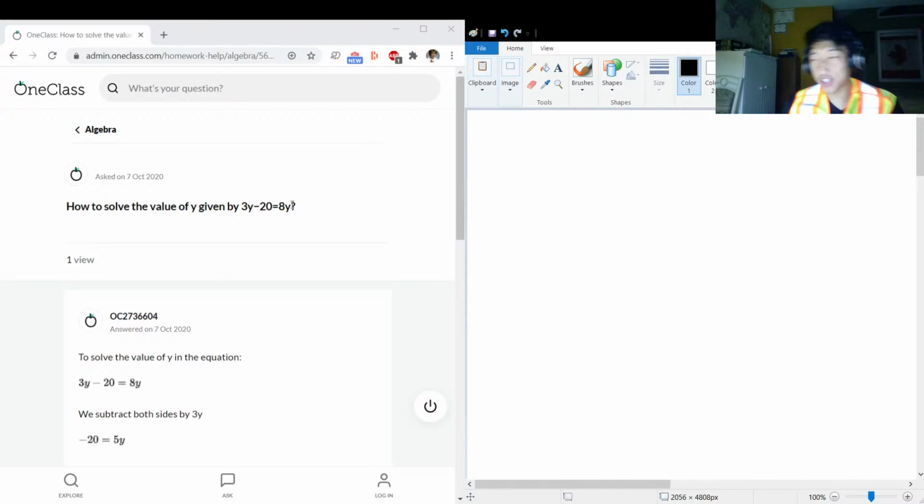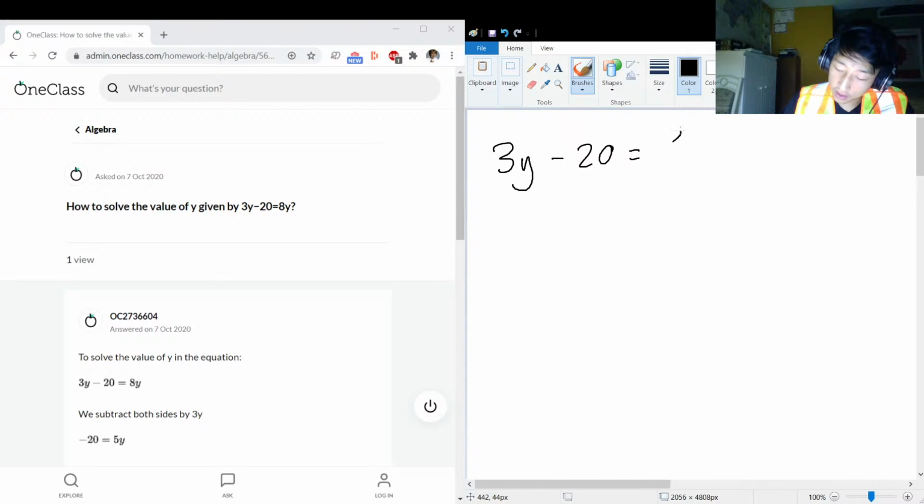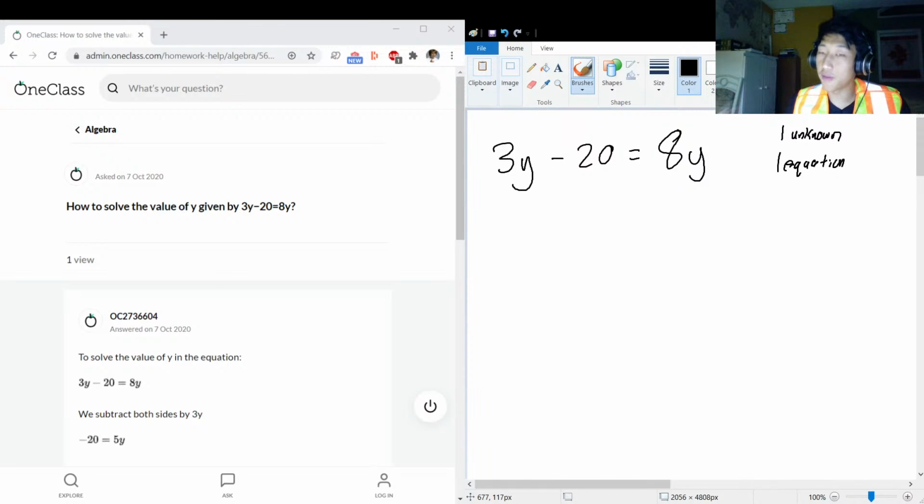Okay, next question. The next question on our mathematic journey is, how do we solve for y given 3y minus 20 equals 8y. Okay, now, can we even solve this? Absolutely we can solve this. We only got one unknown in this question, one unknown, and we got one equation. If the number of unknowns is equal to the number of equations, there's absolutely a correct answer.